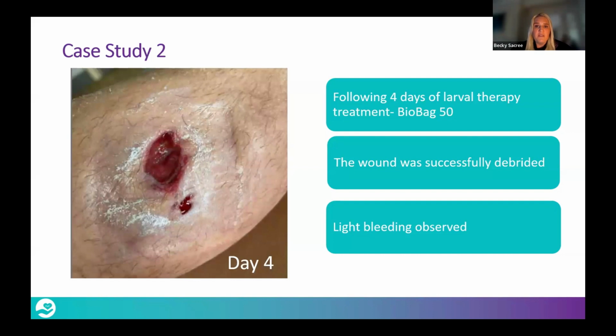The feedback from this young gentleman was he was exceptionally happy with the healing time frame. When the larval therapy was first initiated, just over a week and a half later, his wound was just requiring conservative dressing, which was supporting ongoing healing.